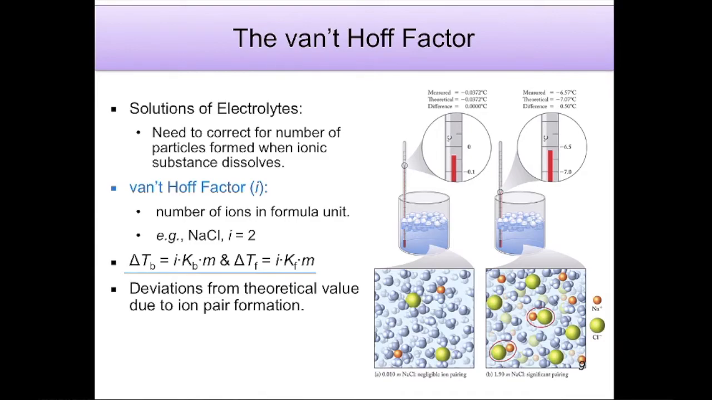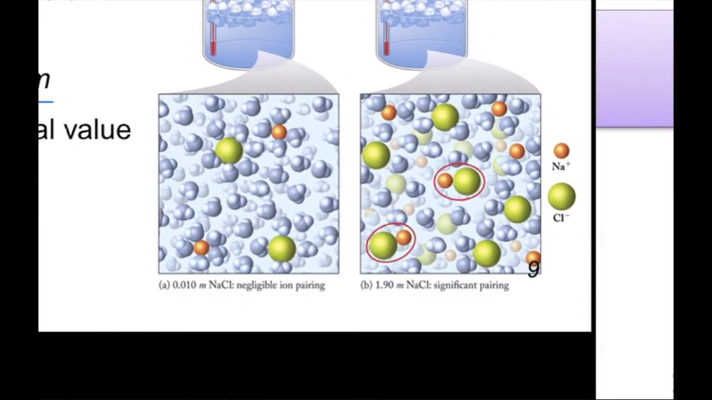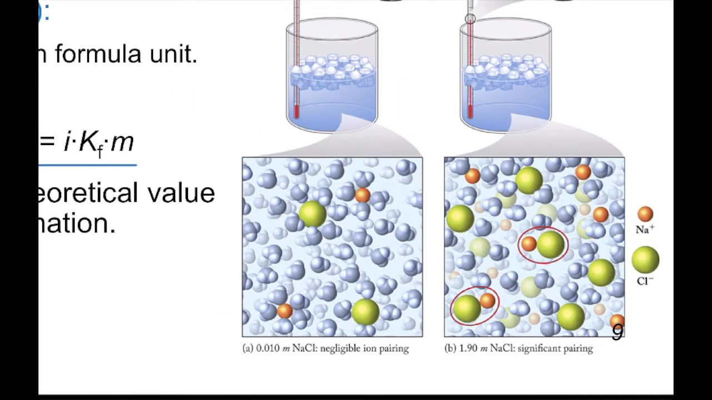So I'm just going to zoom up on this, the bottom right-hand corner. So on the left-hand side, this is a low concentration of sodium chloride, right? 0.01 molal. We're looking at molality again. So you can see in this case that the chloride ions in green and the sodium ions in orange are separate. They're acting as individual particles.